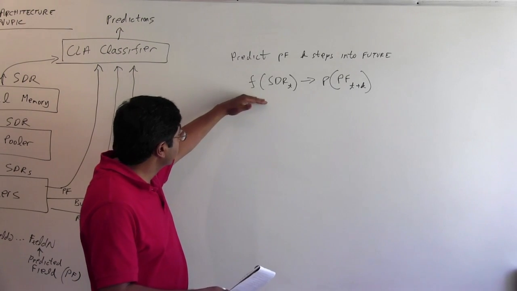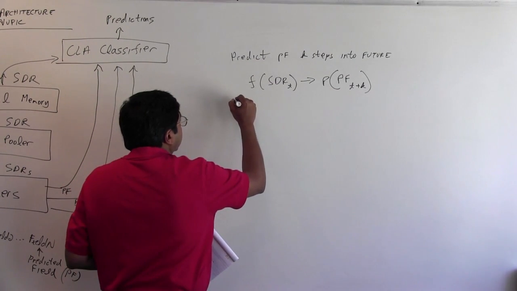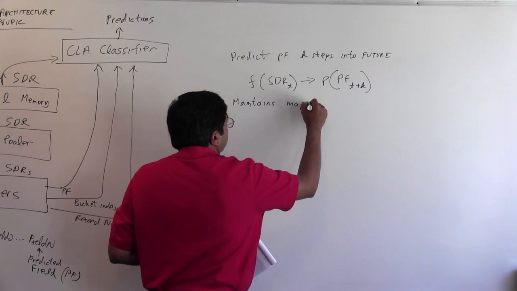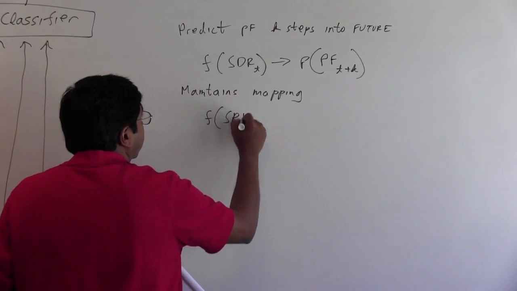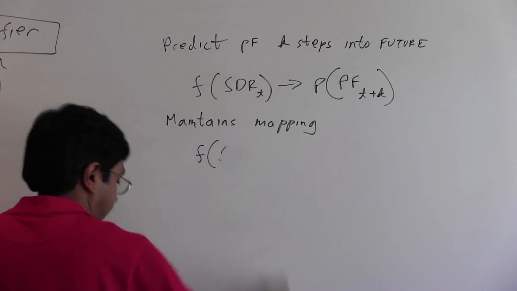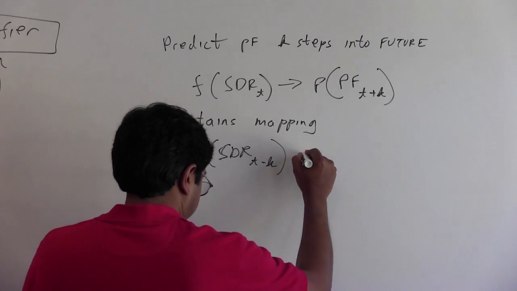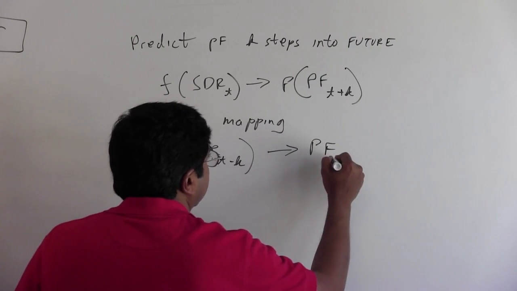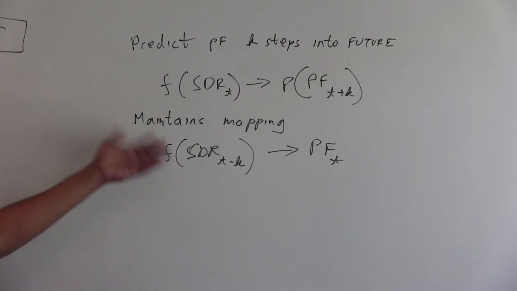Basically the way the learning works is that in order to figure out what this mapping is, it keeps track of a table. It basically says, give me the SDR at time t minus k, and it updates a mapping from that to the predicted value right now. So it just shifts everything k steps. This is how it actually does the learning.